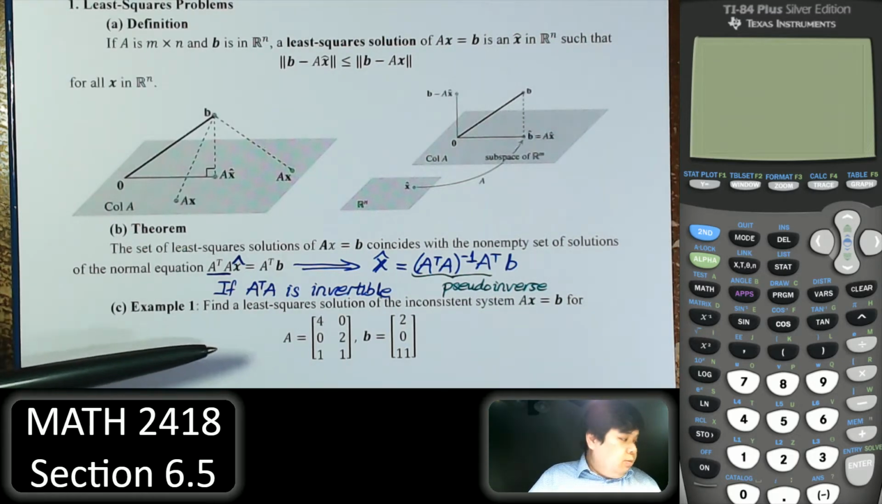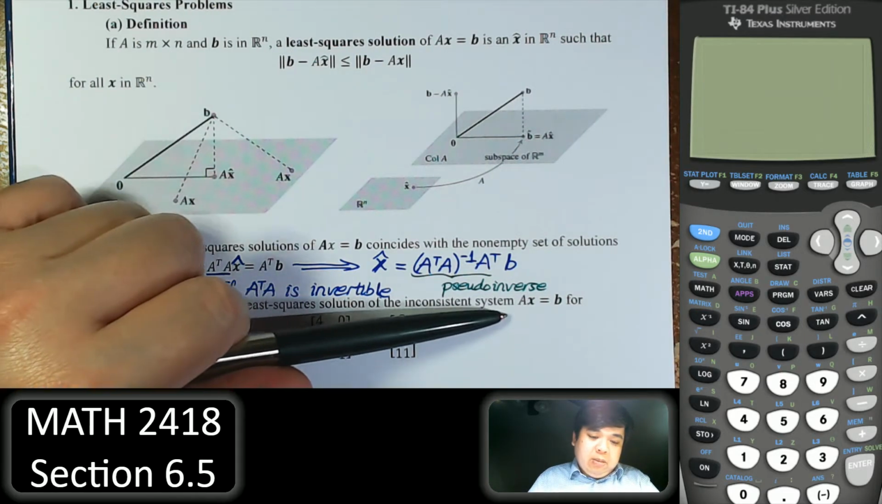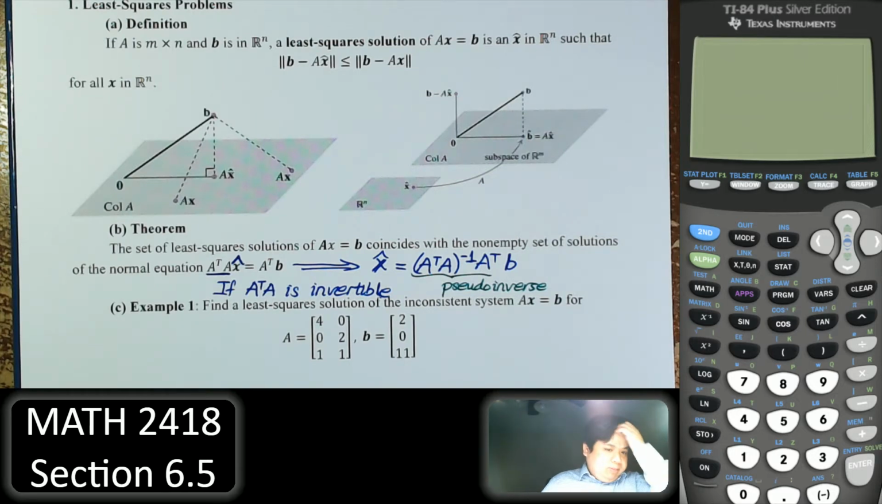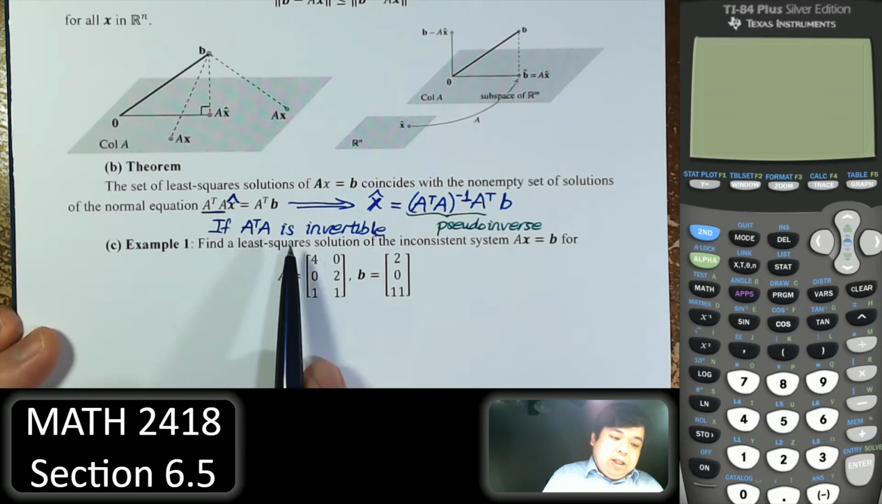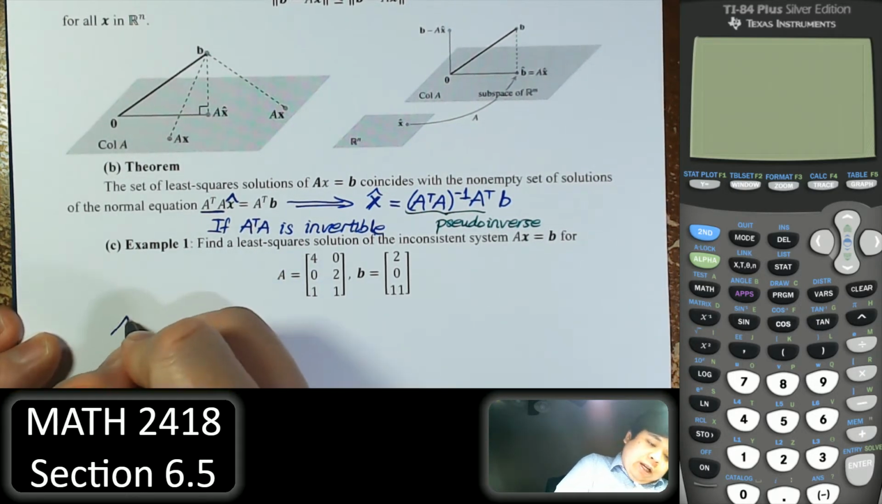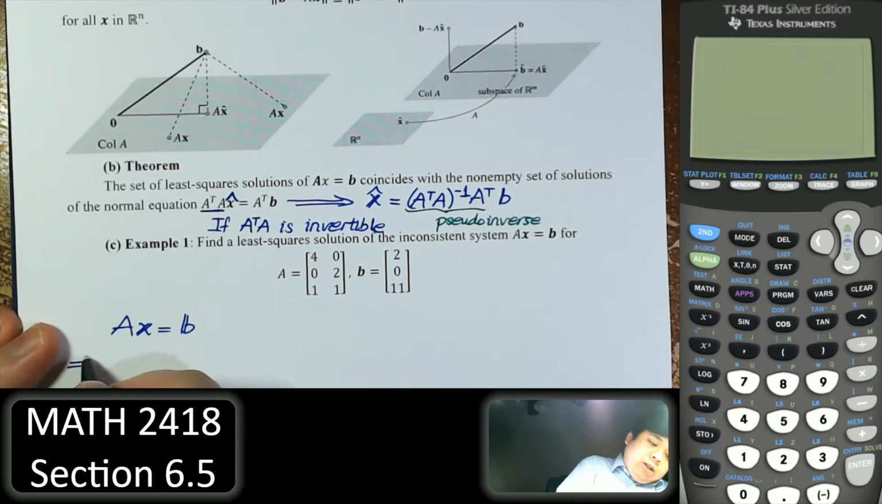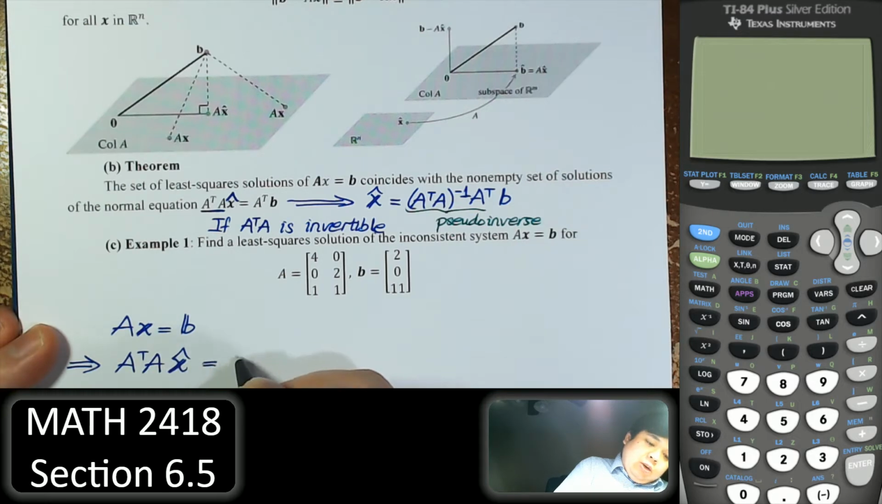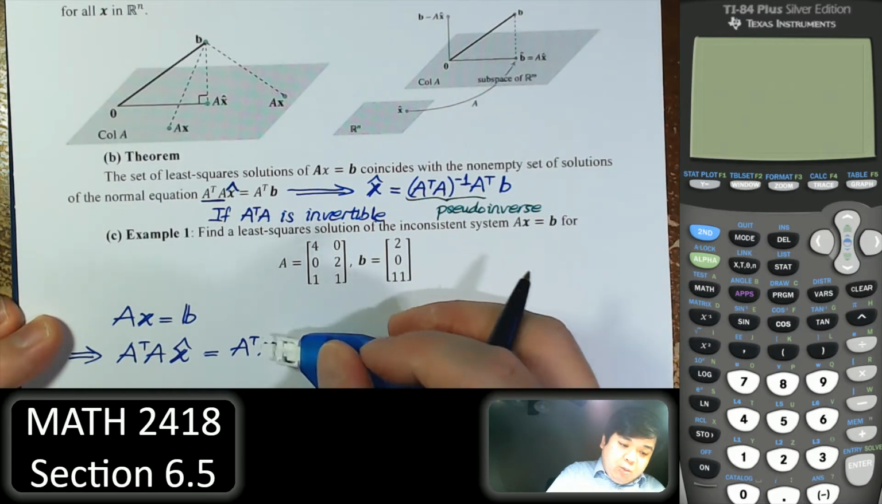Next, find a least squares solution of the inconsistent system Ax equal to B. First we compute A transpose A. So Ax equal to B coincides with A transpose A x hat equal to A transpose B. Pretty much we multiply the transpose of A on both sides.